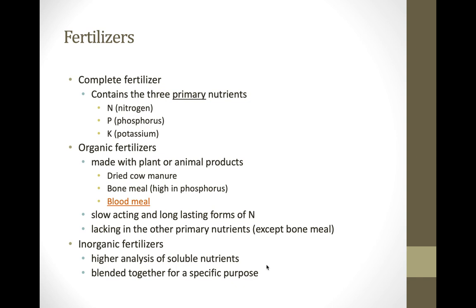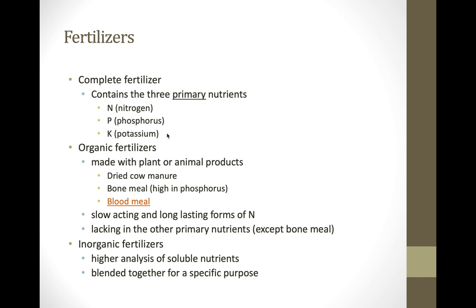So if we were looking at a 10, 10, 10 fertilizer, which is just a basic, general all-purpose fertilizer, then you would have 10% of that fertilizer as nitrogen, 10% would be phosphorus, and 10% would be potassium. The other 70% would be made up of other micronutrients and fillers.